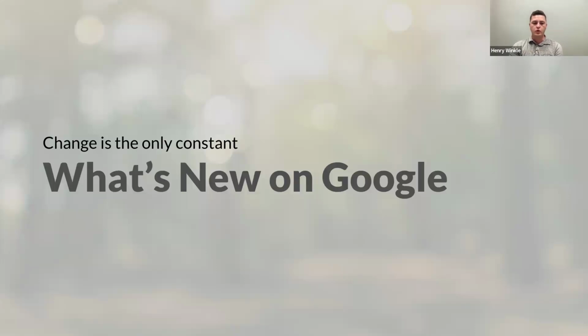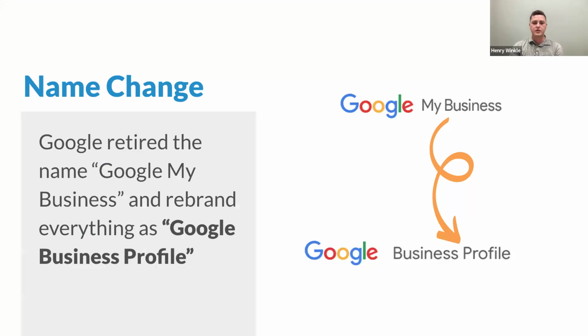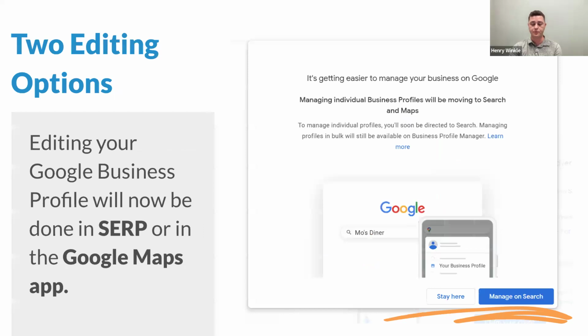So what's new on Google? In the past year or two, Google has rebranded. They went from Google My Business to Google Business Profile. What does that mean for you? Absolutely nothing. This is not a very important change, but I wanted to emphasize this because you might start seeing different verbiage behind it. So GMB is no more, and the Google Business Profile is now what they're operating with.